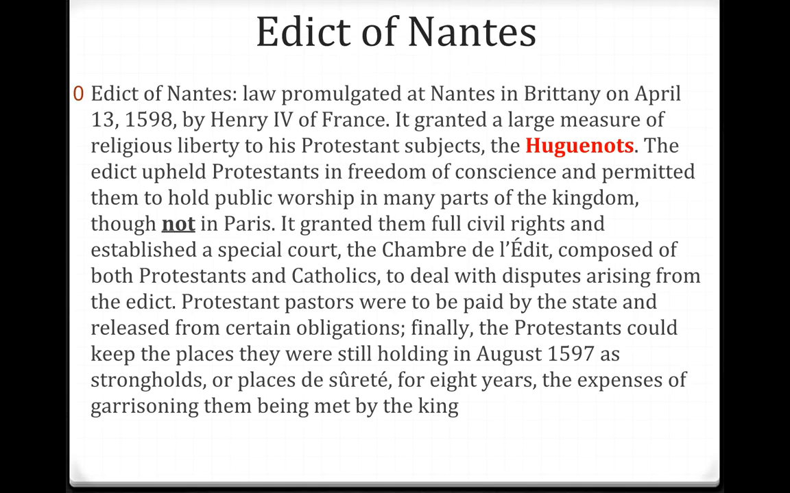So what was the Edict of Nantes? It was a law made and signed by Henry IV of France, and basically it granted a large measure of religious liberty to his Protestant subjects, aka the Huguenots.